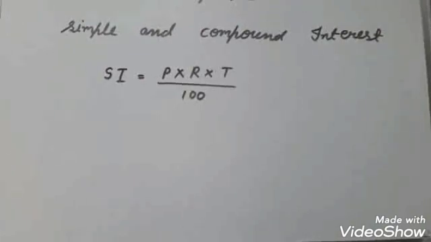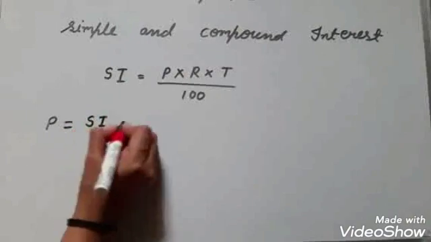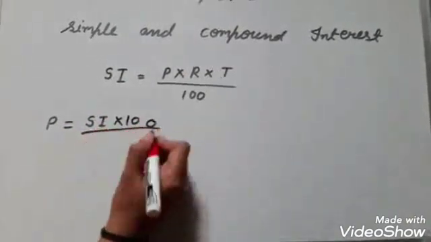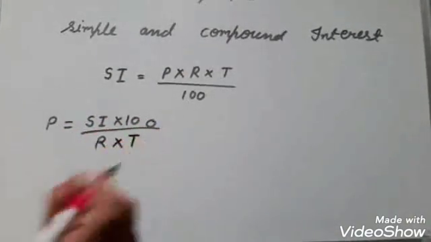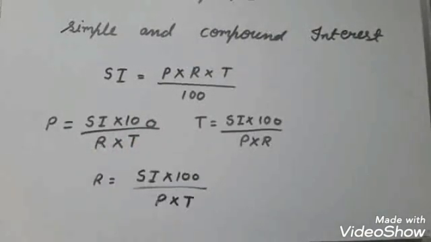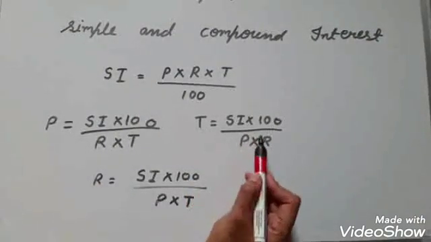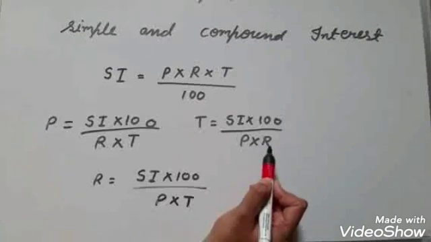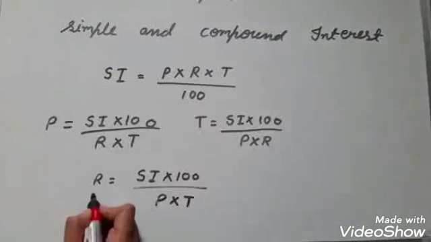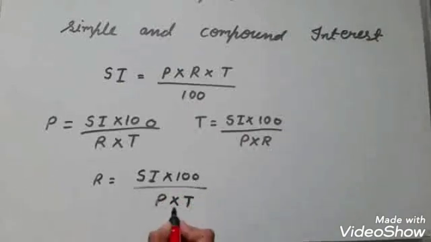Here we have some more formulas. When principal is unknown, we will use this: Principal is equal to SI into 100 upon rate into time. When we want to calculate time, the formula is simple interest into 100 upon principal into rate. When we want to calculate rate, the formula is simple interest into 100 upon principal into time.